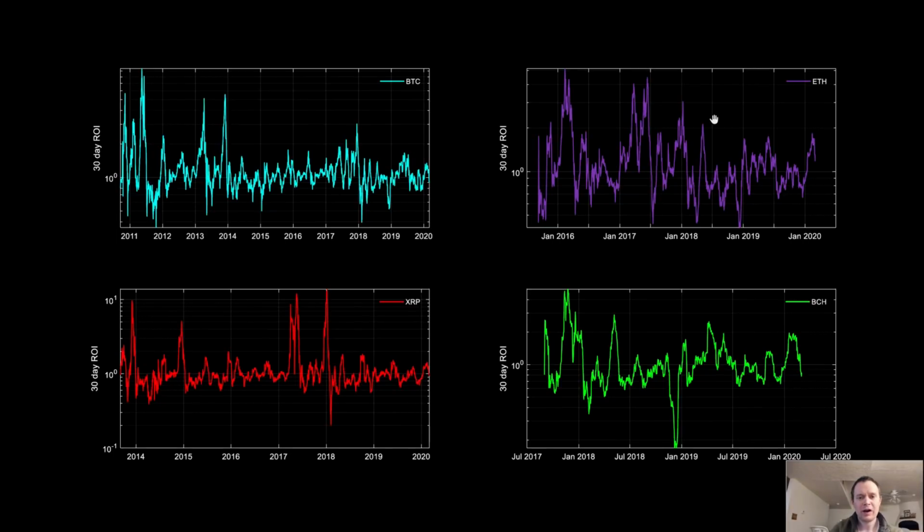Today we're going to be looking at close to 150 charts on 24 coins.